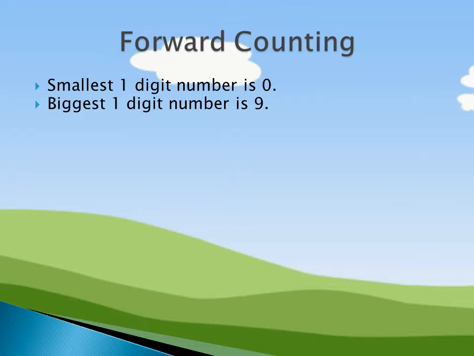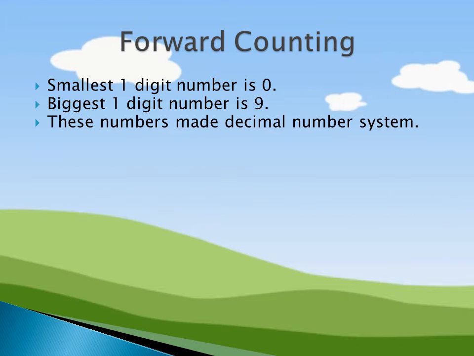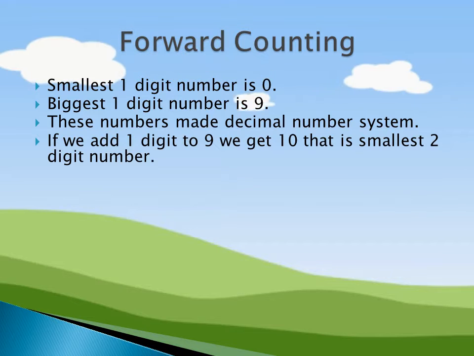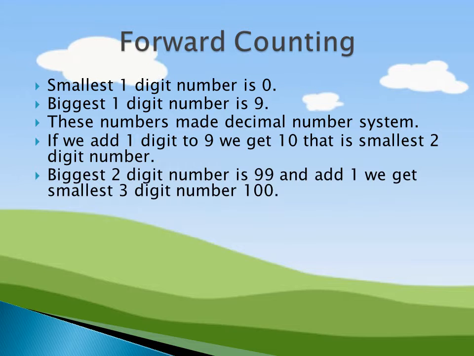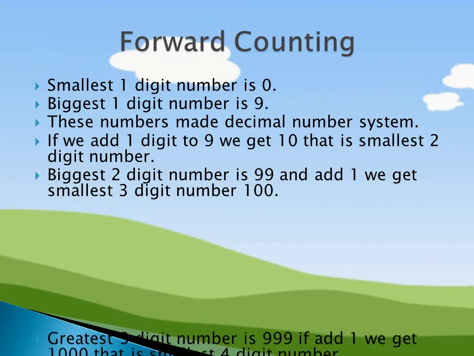The biggest one digit number is 9. These numbers make the decimal number system. If we add one to 9, we get 10. That is the smallest two digit number. The biggest two digit number is 99. If we add 1, we get the smallest three digit number, that is 100.